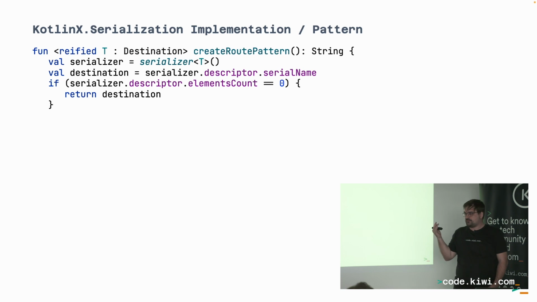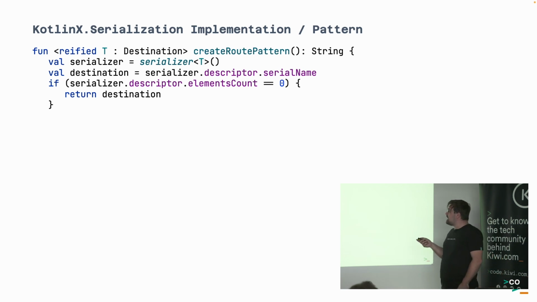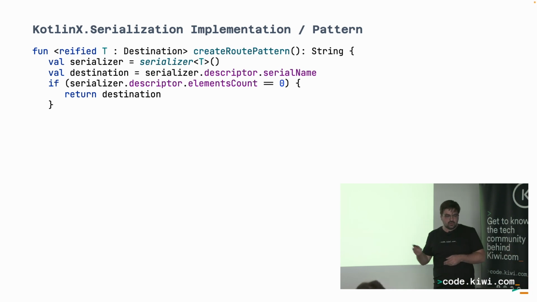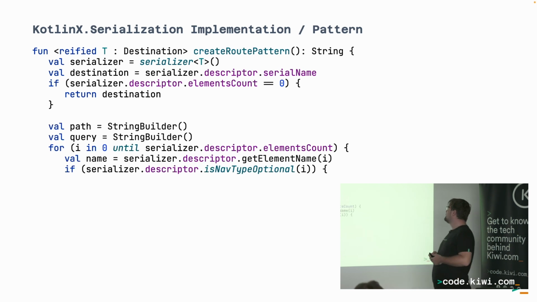So this function is generic, obviously, and you can retrieve the serializer. And the serializer is the object which holds all those metadata for you. So you can read the object name, and this way you will get the actual name you have used in your code, and it doesn't matter that the object is modified or renamed by ProGuard or R8. If there are no arguments or parameters in the object, you will just return this name, because this will be the only part in the URL.